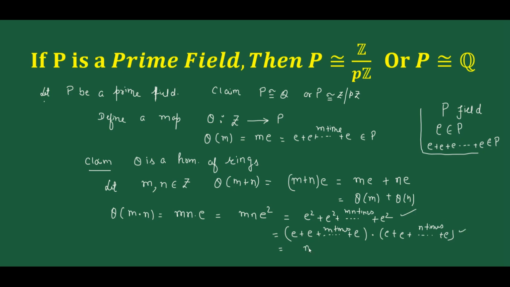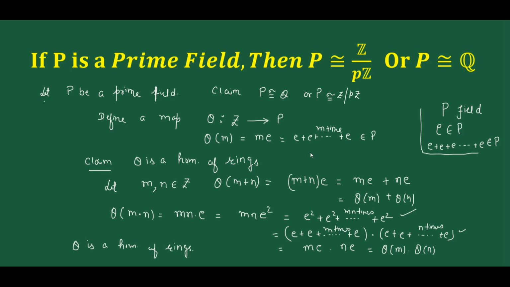And what is this? This is m times e, and the second factor is n times e, and ultimately we get theta of m into theta of n. So what we have seen? We have seen that theta preserves addition and multiplication, therefore theta is a homomorphism of rings. So this is the conclusion: theta is a homomorphism of rings.